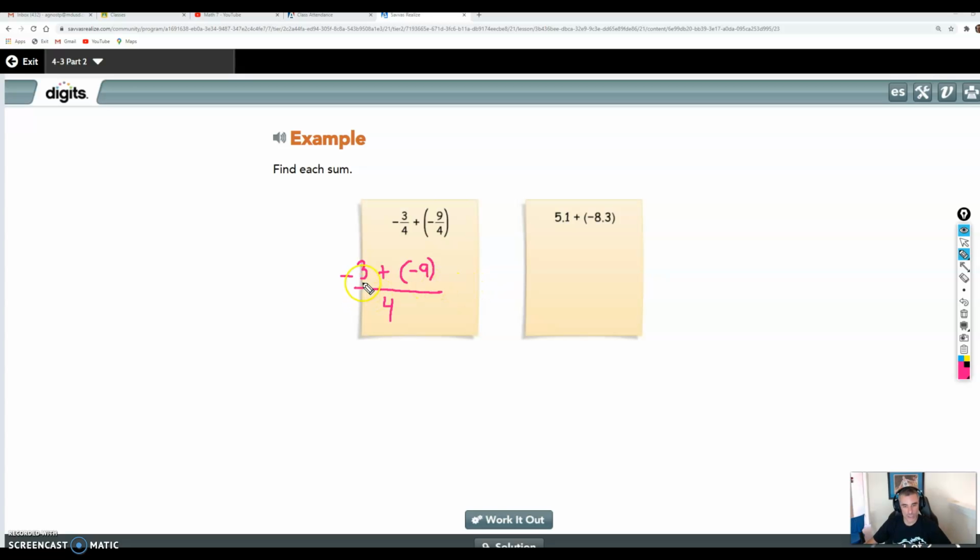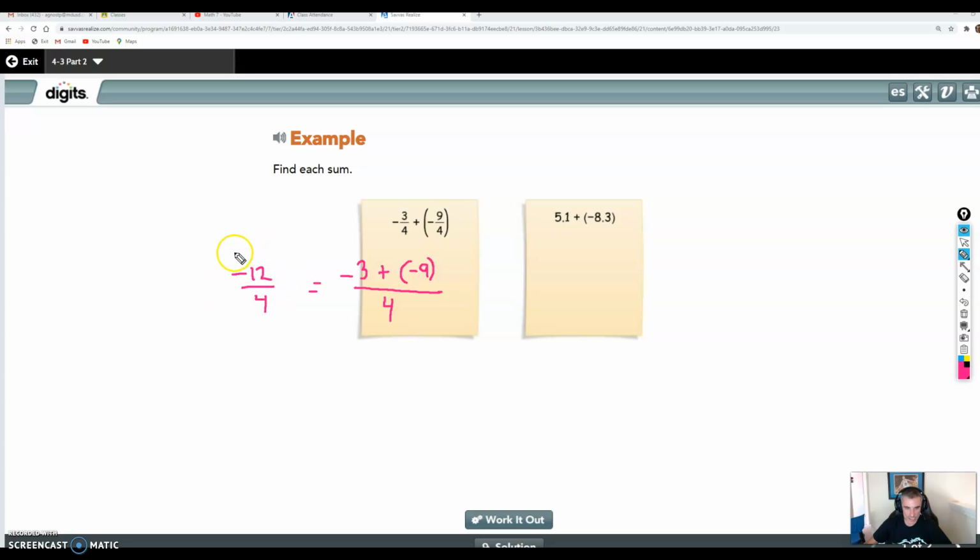You could also use a number line, right? You would start at negative 3, and then you would move 9 units in the negative direction. Either way, you're going to end up with negative 12 on the top. And actually, I'm going to go ahead and write this on the far left. So I'll put my equal sign over here. Negative 3 plus negative 9 is negative 12 all over 4.